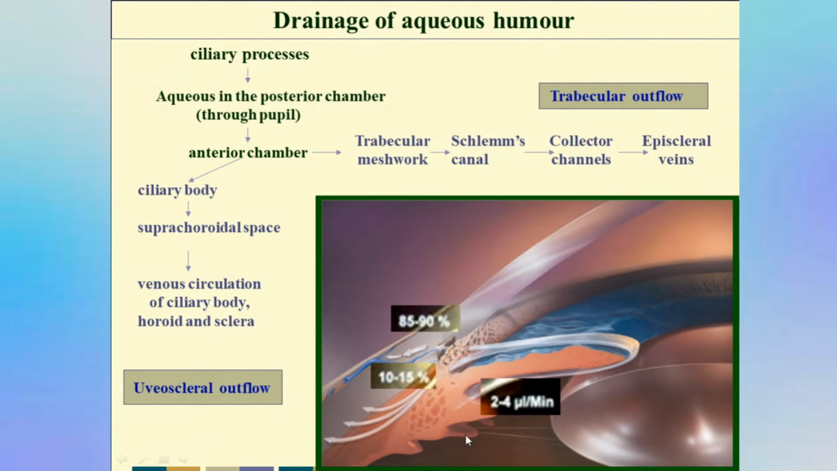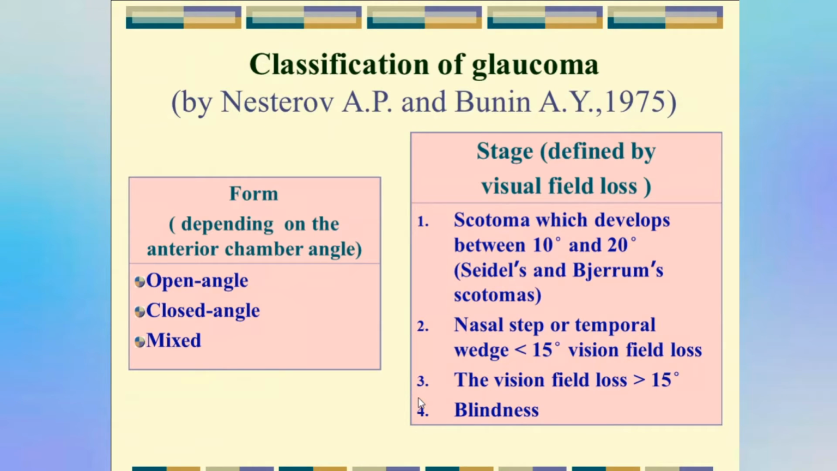Again, ciliary processes produce aqueous humor. Aqueous humor goes through the pupil to the anterior chamber, one way trabecular outflow, and the second way uveoscleral outflow. So part of the aqueous humor goes through the ciliary body, suprachoroidal space, and to the venous circulation of the ciliary body, choroid and sclera. Usually, more than 80% of aqueous humor goes through trabecular outflow, and just nearly 20% goes through uveoscleral outflow.